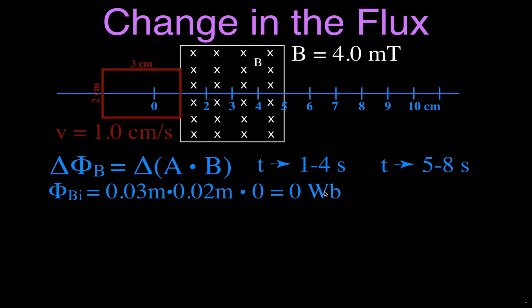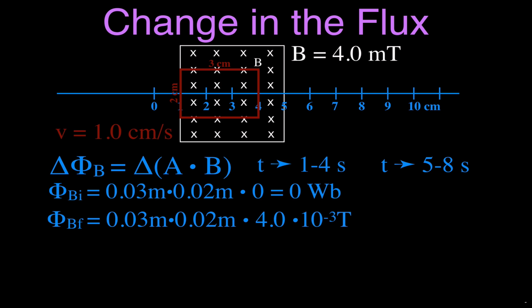Now when we move in, you can see it's increasing. There's more and more as it moves in. That's the final condition at 4 seconds. So the final magnetic flux is the area, once again, 0.03 meters times 0.02 meters times the magnetic field strength, because that's the magnetic field that's inside there now. It's the area of the coil times the magnetic field strength. Sometimes you'll see cosine theta, but these are at right angles to each other, so the cosine of 90 is 1, and we don't have to consider that.